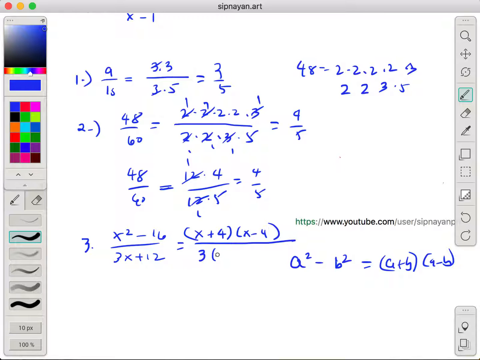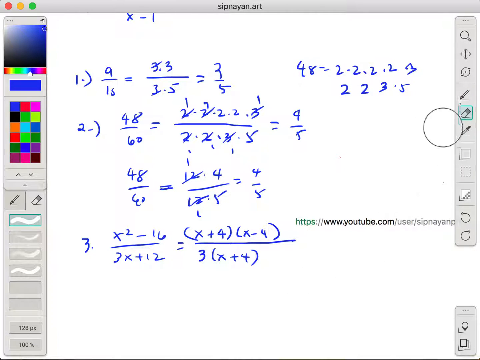So 3 magiging x plus 4, yung kasama niyang factor, no? So magiging 3x plus 12 pag distribute natin yung 3, babalik siya dito, no? So from there, makikita niyo pwede natin i-cancel yung x plus 4, no? Pwede na yung ma-cancel, and our answer is, pero pag nag-cancel tayo, magkakaroon tayo ng additional na condition that x must not equal to negative 4, no?